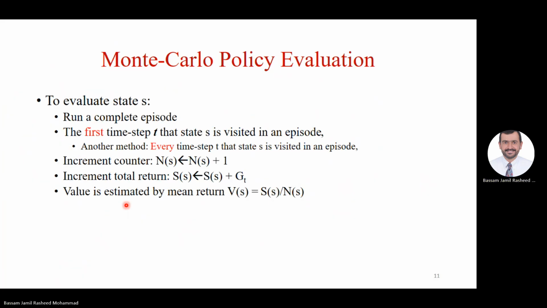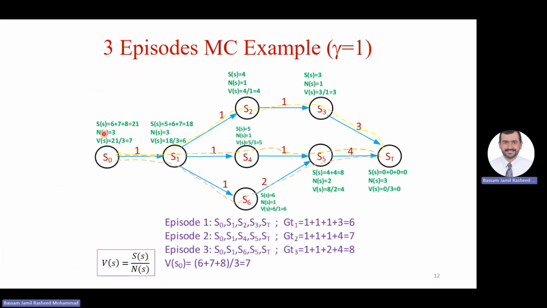Now let's take an example. In this example I have this Markov decision process. We have discount equals 1, and you can see that state S0 has an action that takes it to S1 with a reward of 1. Then S1 can go into different states, S2, S4, S6 with rewards 1, 1, 1. S2 can go to S3 with a reward of 1, and S3 can transition to ST, which is the terminal state, with a reward of 3. Similarly, S1 can go to S4, S5, or S1, S6, S5, ST, and the rewards are as such: 1, 2, and 4.